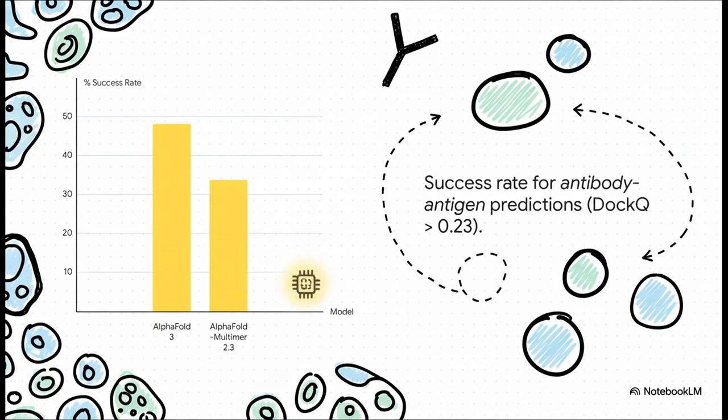This is maybe my favorite example because it gets into something really tricky, our immune system. Predicting how our antibodies latch on to invaders, antigens, is notoriously difficult. It's a really hard problem. And look at this. AlphaFold 3 shows a massive improvement, jumping to nearly 50% accuracy. The old version was down at 34%. And just to give you some context, with the way they measure this, anything over about 23% is considered a pretty decent prediction. So yeah, this is a really big leap.